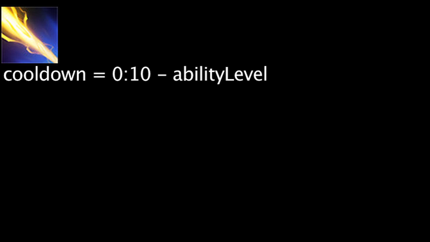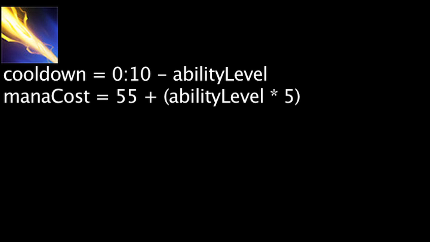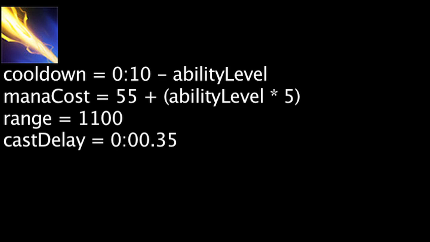Piercing Light has a cooldown equal to 10 minus the ability's current level. It will cost mana equal to 55 plus the ability's current level times 5. When cast, Lucian will deal physical damage in a line 1100 units long after a 0.35 second delay. However, the initial target must be within 550 units of Lucian.